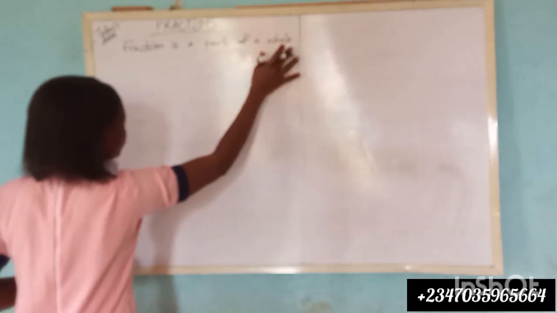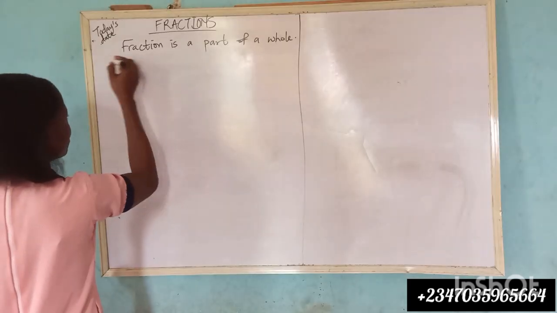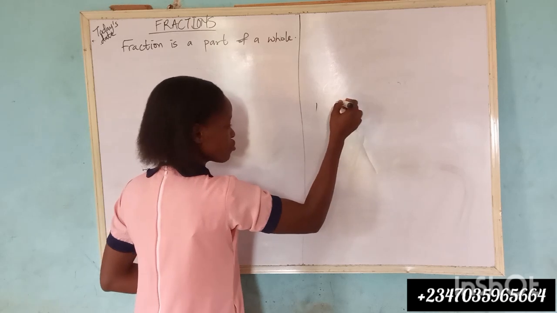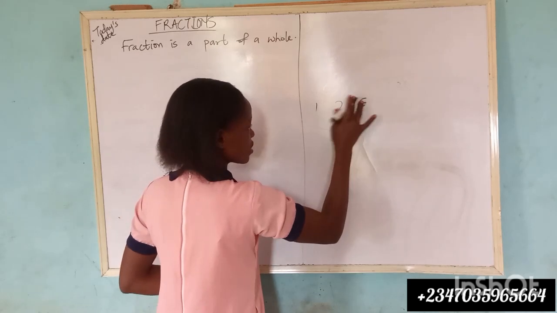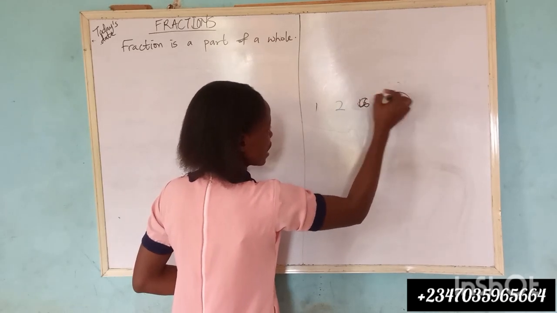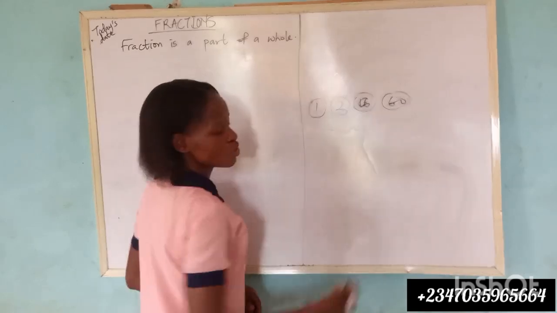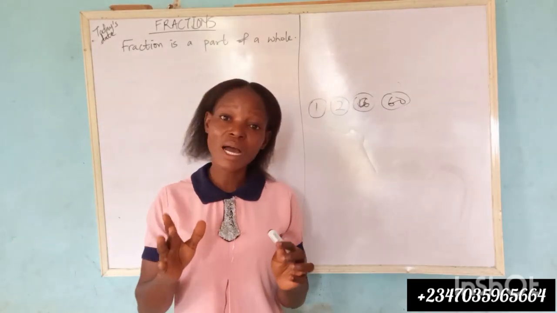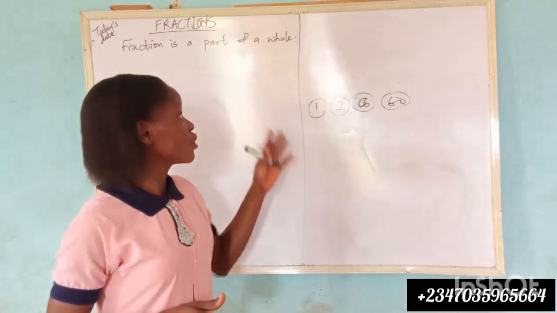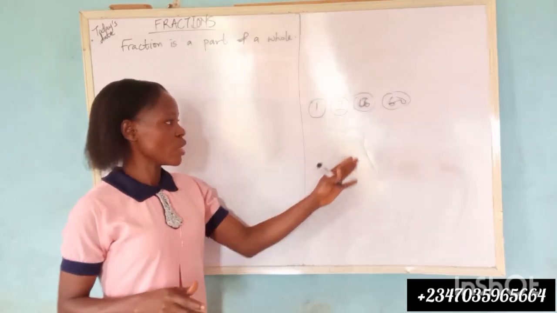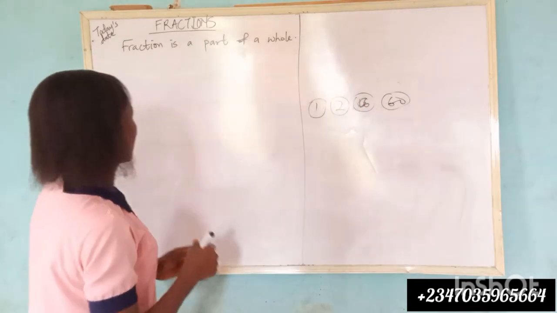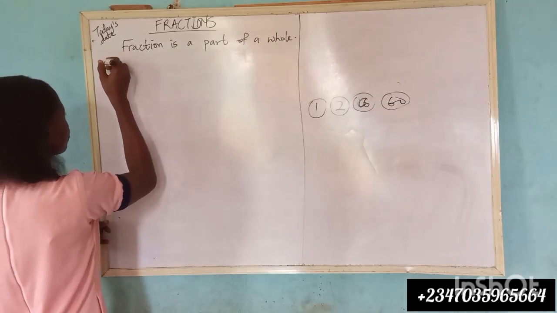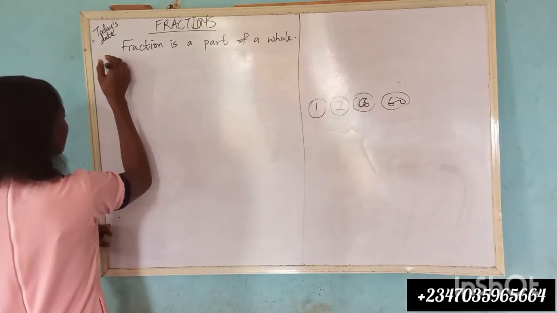Like when we say a whole, all numbers can be, let me write examples, 1, 2, 16, 60. You can see all these numbers have nothing up and nothing down. They are on their own. Those numbers, we call them whole numbers. But if you see a number where one is up and the other is down, we call such a number a fraction.